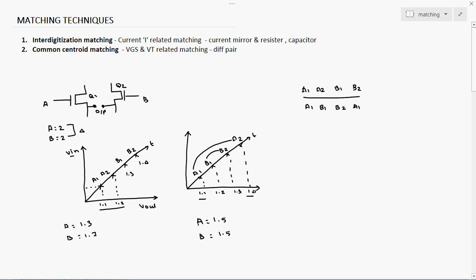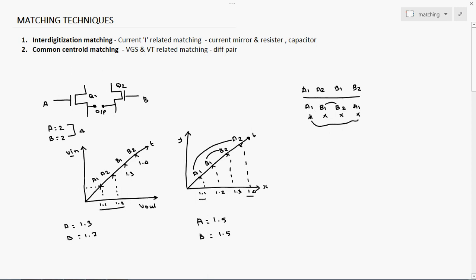Usually there are two directions, the x direction and the y direction. We reduce the errors introduced by fabrication or process variation only in the x direction. We are not handling the y direction; only in one direction we reduce the error. This is mainly called interdigitization based matching. See, one A device, then one B device, then one B device, and then one more A device. So it is interdigitized, one upon one, shuffled; we place them in this fashion.